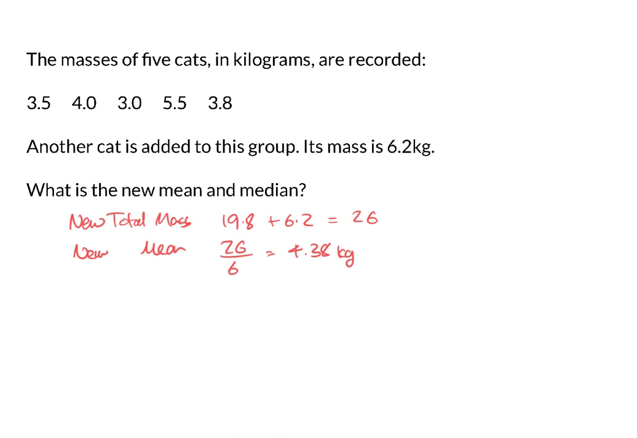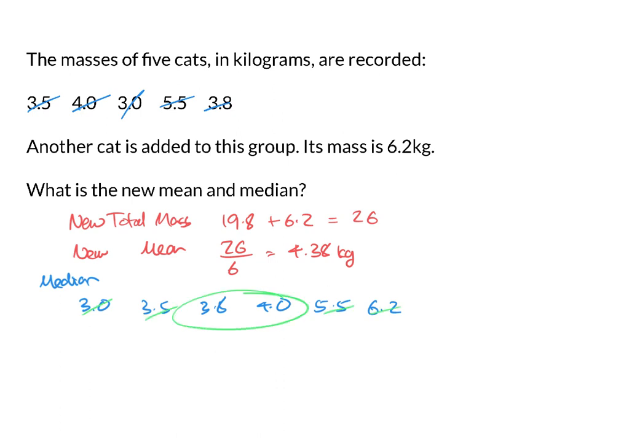Now the median, again, I'm going to put them in order. I have to put my cat in there as well, the new one, so 3.0, 3.5, 3.8, 4.0, 5.5 and 6.2. This is median. Again, I cross one off from each end, but this time I get 2 in the middle. That's because I've got an even number of items, even number of cats.